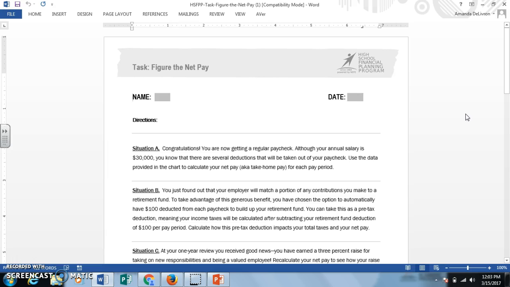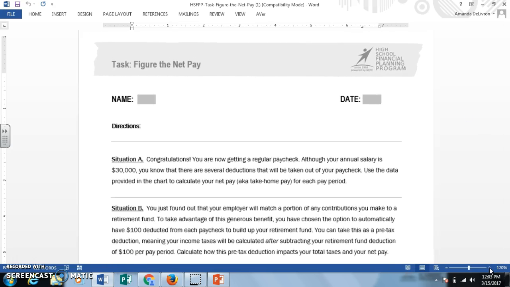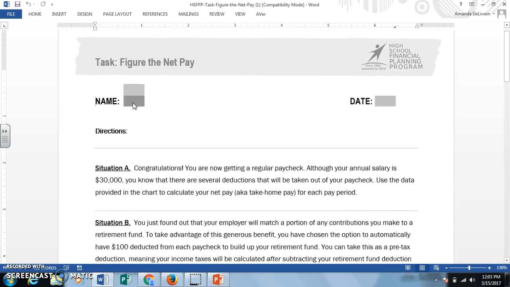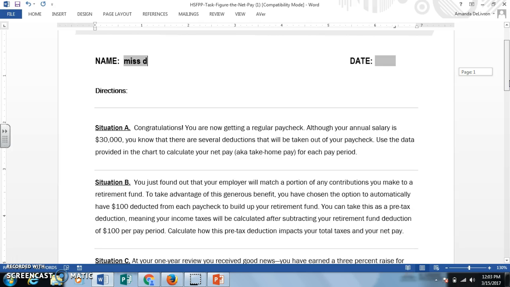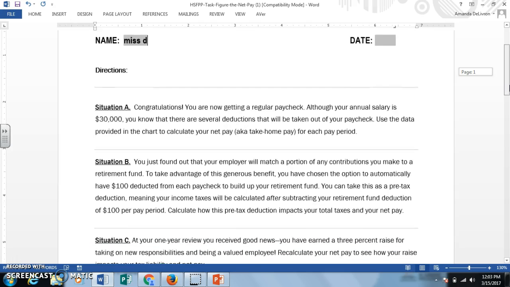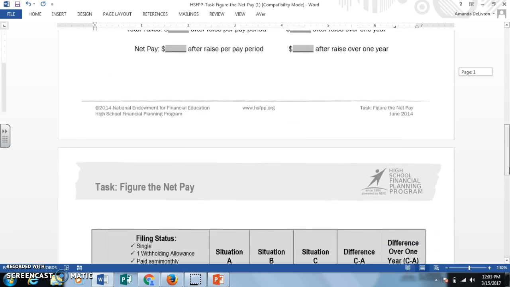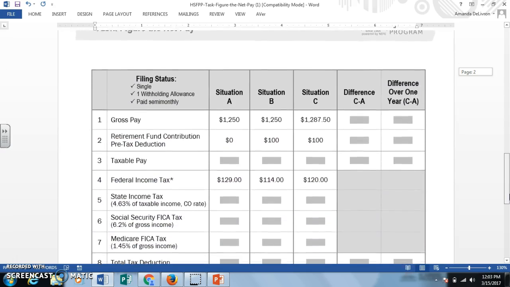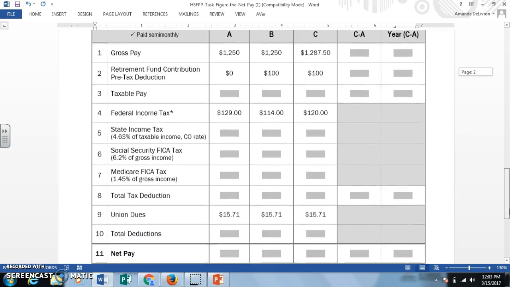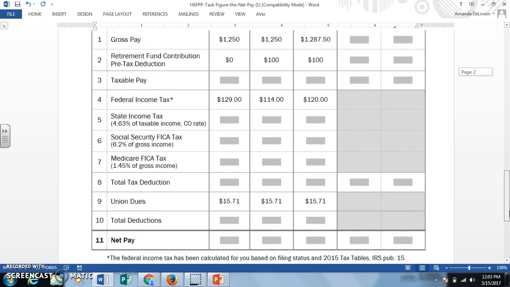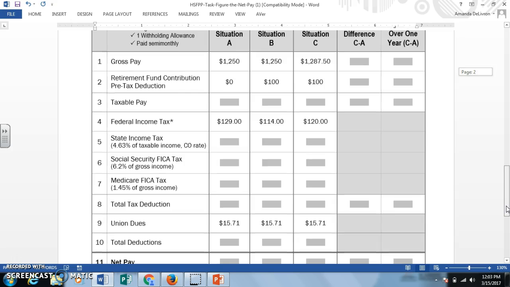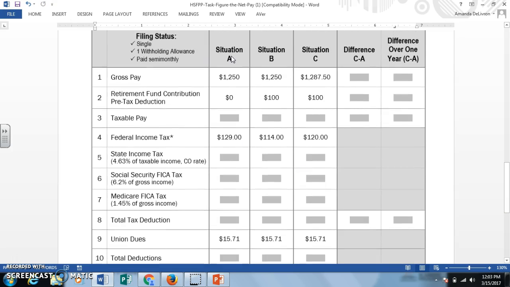It's pretty difficult if you take a look at it, and all you had to do was situation A. So you got a new job and it was your job to figure out how much you were actually going to have for take-home pay. So you had $30,000 for a salary, and then we had to figure out with all of the deductions, how much was your total tax deduction, your total deductions, and then your net pay. So all we had you do is figure out situation A.